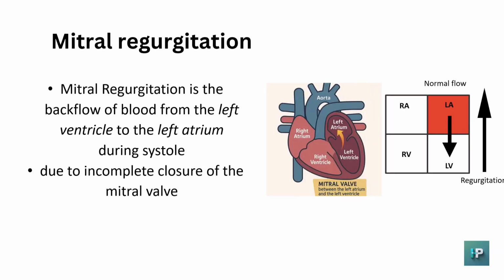And then let's get into the topic proper, mitral regurgitation. Mitral regurgitation is the backward flow of blood from the left ventricle to the left atrium during systole, not during diastole. And here it is because of incomplete closure of the mitral valve. In this picture you can see the normal flow from the left atrium to the left ventricle, and the regurgitant flow will be in the reverse direction, that is, from the left ventricle to the left atrium.